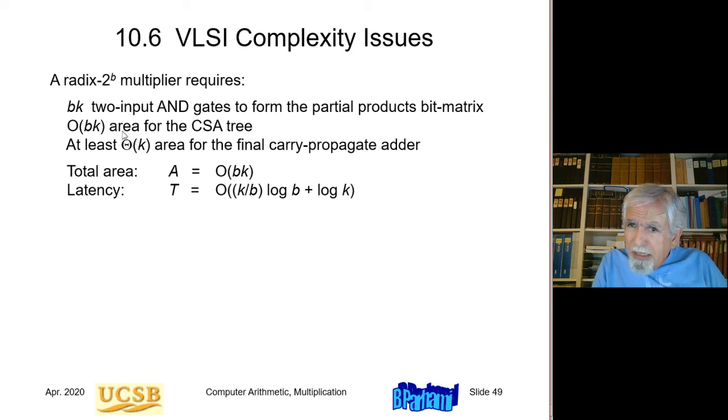So this theta K is actually dominated by the BK. So the total area is B times K, order B times K. And the latency is given by this expression. Basically, we do K over B cycles, each of which takes log B time, that's the carry save addition, plus a log K at the end, that's the normal addition. Again, you can say that the log K is dominated by the other term, so it's order K over B log K for time.